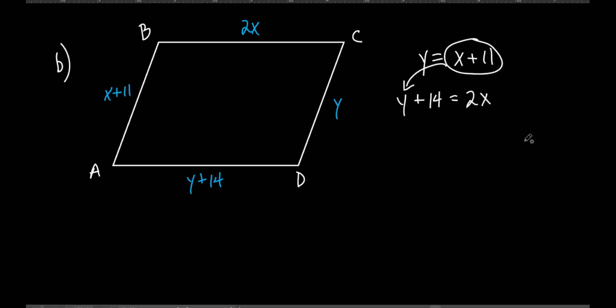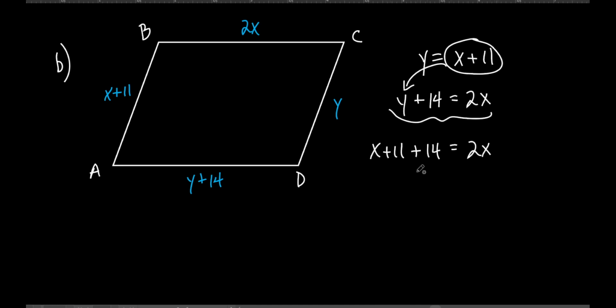So let's show you how to do it. What we're going to do is take what y is equal to, which is x plus 11. We're going to put it in for the y in the other equation. So instead of y plus 14, what are we going to write? X plus 11, right? Because that's what y is, plus 14 equals 2x. All I did was rewrite this equation but I substituted what y is equal to in for that y, correct? I just substituted x plus 11 in for that y. So there's my y, there's my plus 14 equals 2x.